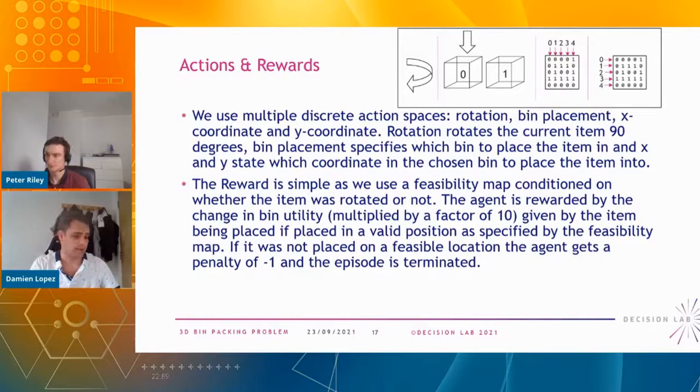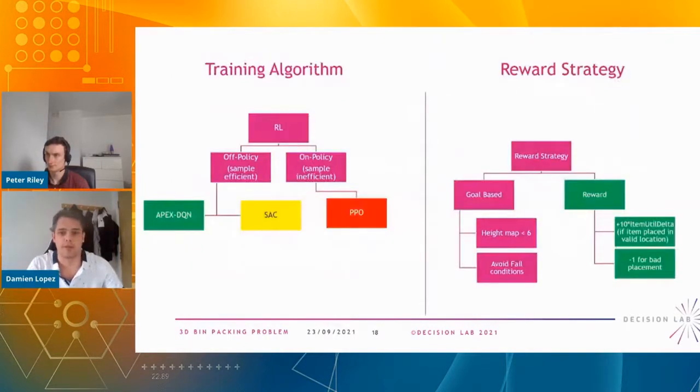So, next one. We had a couple of ways to train this. We could have used Apex DQN, SAC, or PPO, and we chose Apex DQN because it's an off-policy algorithm and therefore more sample efficient. SAC had similar performance, but we just decided to use Apex DQN in the end. PPO was considered, but due to it being an on-policy learner, it was sample inefficient, and learning took much, much longer. We used reward-based learning rather than instantiating goals in Bonsai.